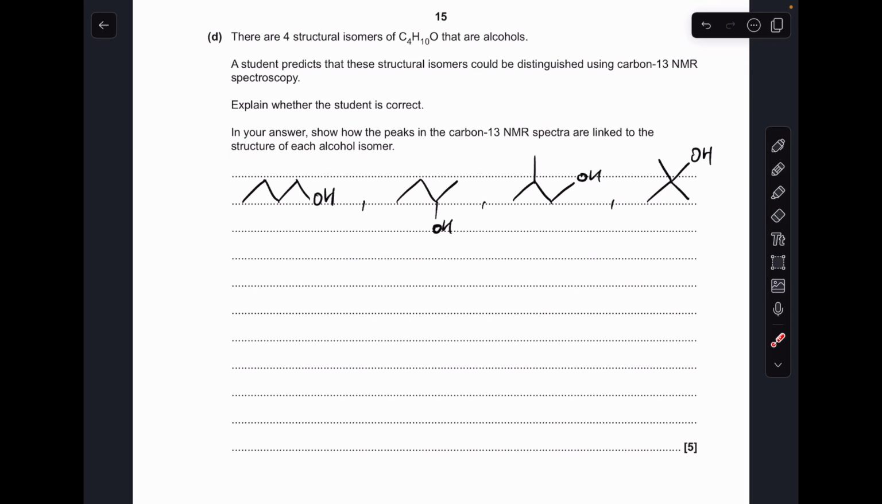The first thing I want to do is look at how many different carbon environments we've got in each of these alcohols, and that will indicate how many peaks you would get in the carbon-13 NMR spectrum. You can see in butan-1-ol, all 4 carbon environments are different, so 4 environments for that one. Butan-2-ol, 4 environments again, so we're not going to be able to distinguish between those 2. 2-methylpropan-1-ol, we've got 3 carbon environments, where the methyl carbons are equivalent, and then we've got those 2 different environments there, so 3 for that one. And for 2-methylpropan-2-ol, they're all equivalent methyls, so 2 environments.